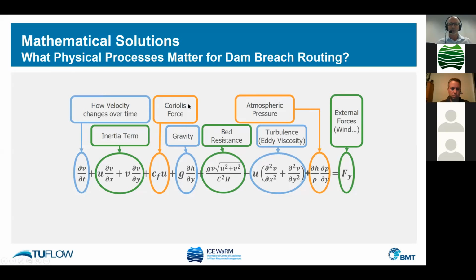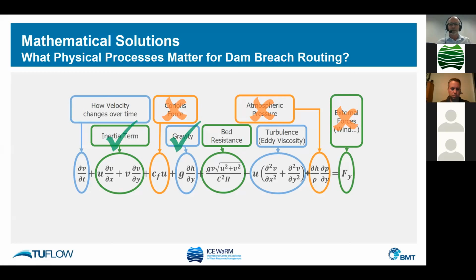For dam breach routing, we can pretty well rule out Coriolis force, which is Earth's rotation, atmospheric pressure, and external forces. Things like wind won't have much effect on a dam breach. And so we're left with those other ones, and you definitely need inertia, otherwise you won't get that sloshing as Krey was showing earlier.